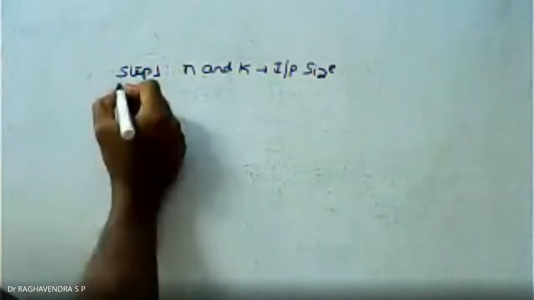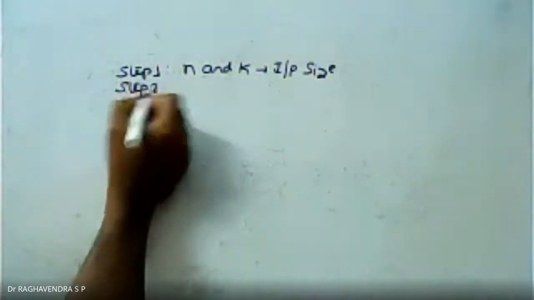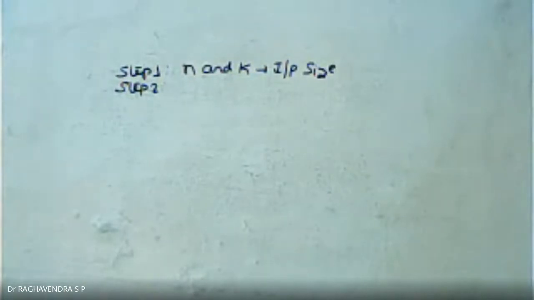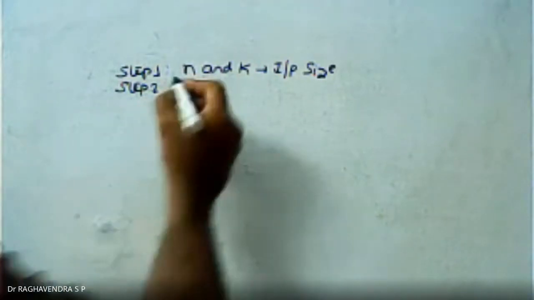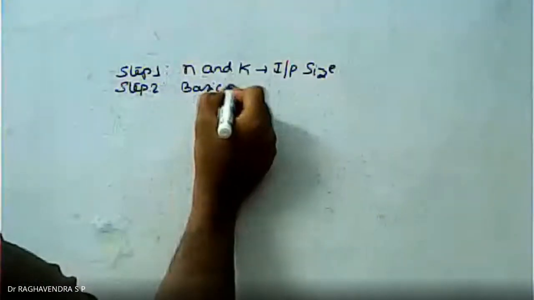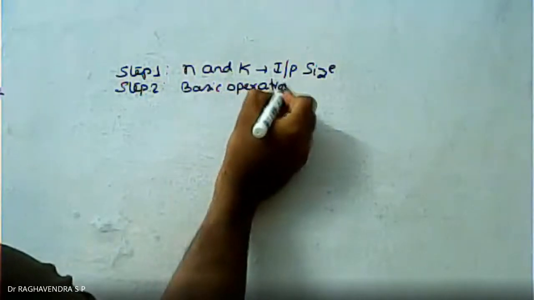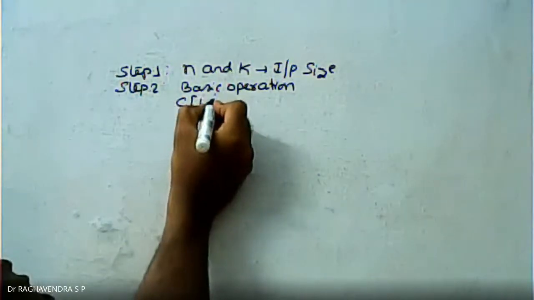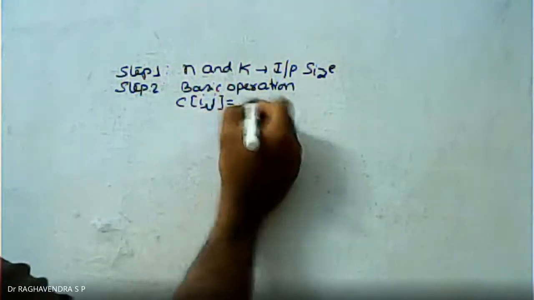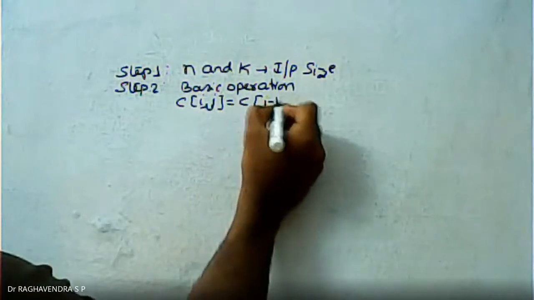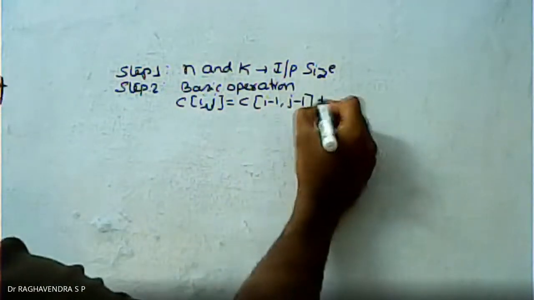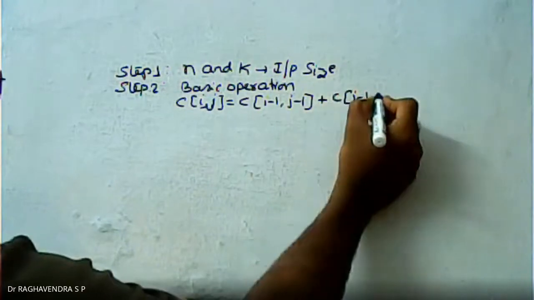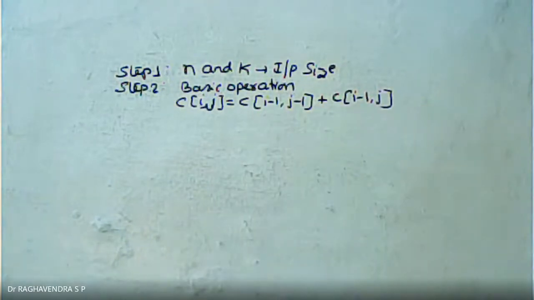Step 2: the basic operation of the algorithm is c of i comma j equals c of i minus 1 comma j minus 1 plus c of i minus 1 comma j. This is the basic operation.